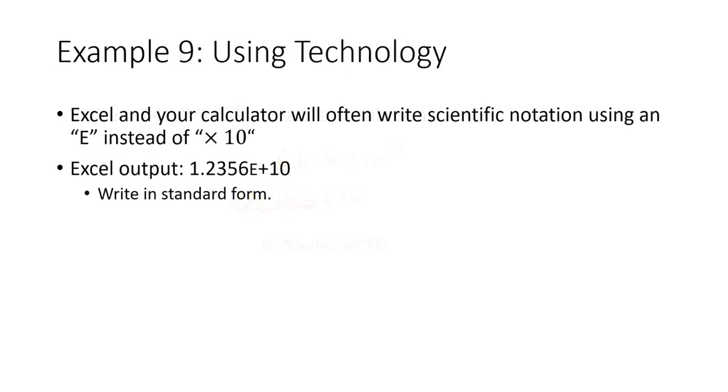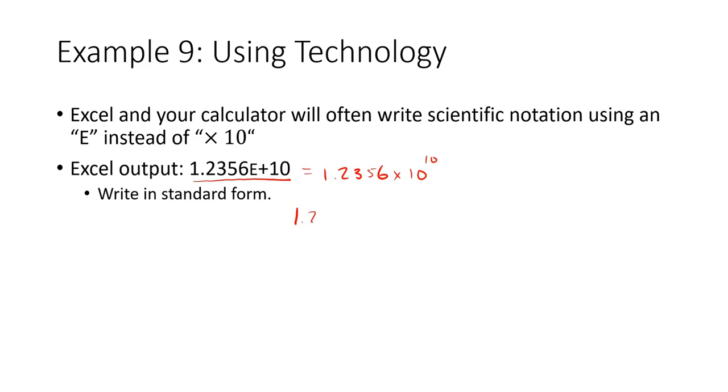Finally, scientific notation looks a little different on a calculator or in Excel. So in Excel, they'll use a capital E instead of times 10. So if we have the Excel output that you see here, we want to write this in standard form. Well, this is the same thing as 1.2356 times 10 to the positive 10.